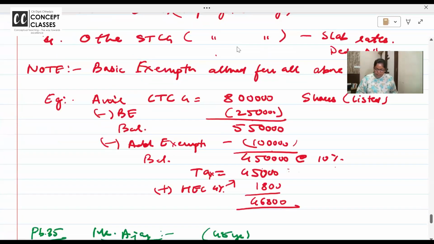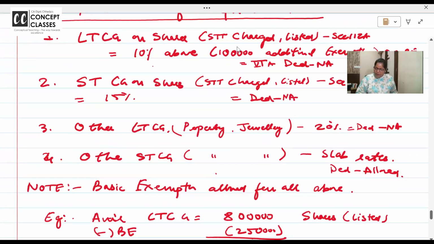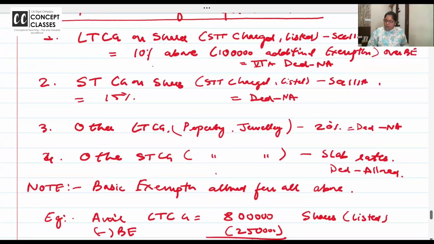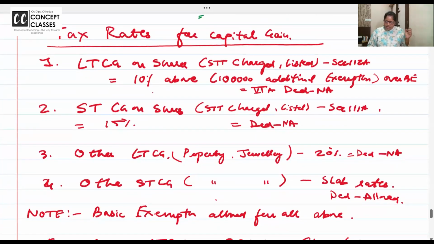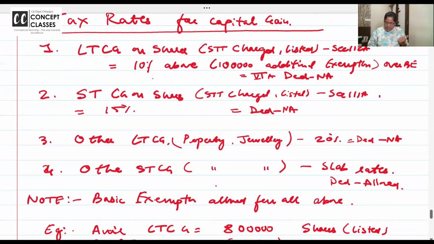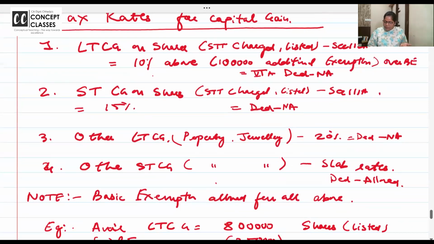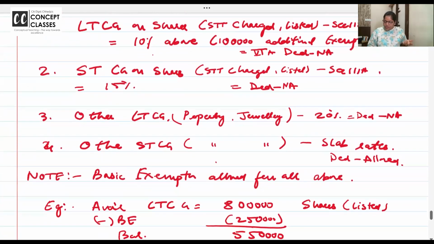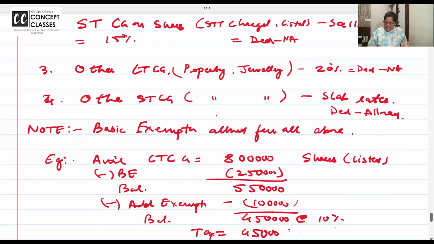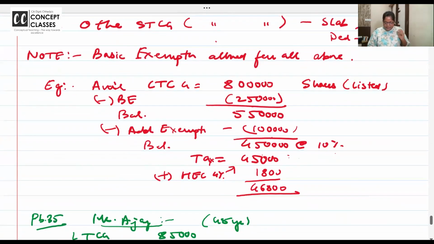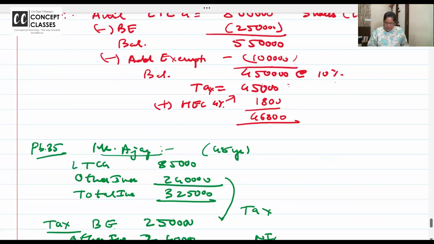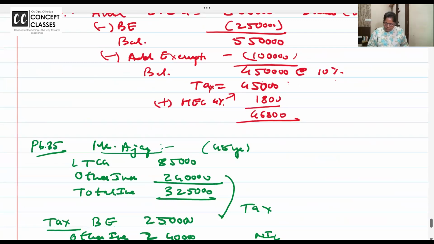See, last class I made you write this, if you remember. Long-term capital gain on shares, it is 10% after giving 1 lakh additional exemption. Short-term capital gain on shares, it's 15%. Other long-term capital gain, 20%. Short-term capital gain tax rates. Okay. So this is how we are taking all the details. Then with this, we solved some tax rates problem also.